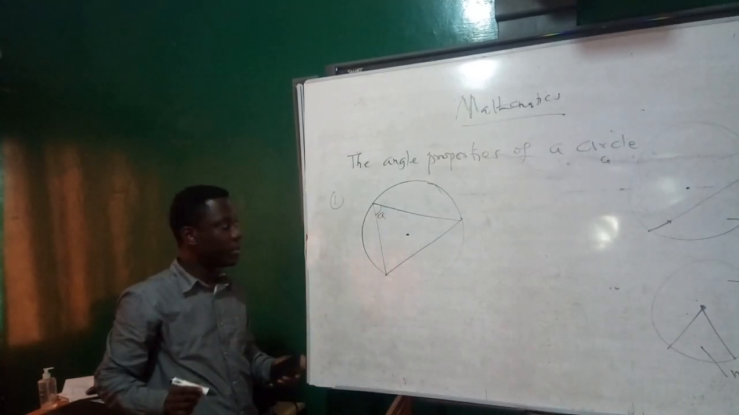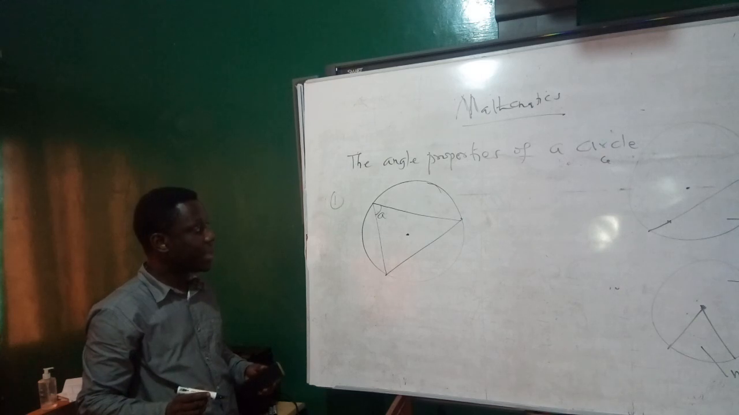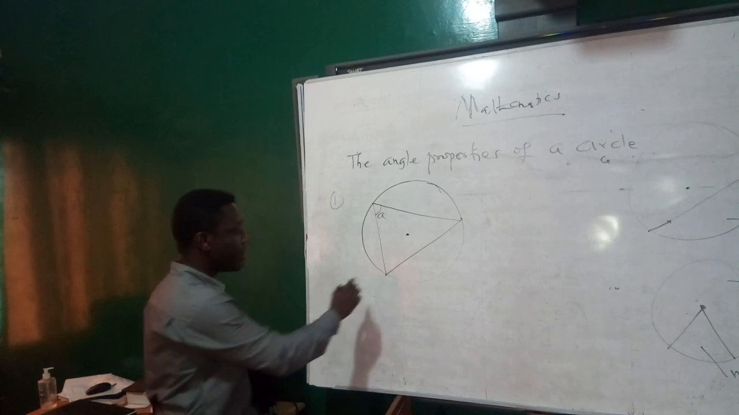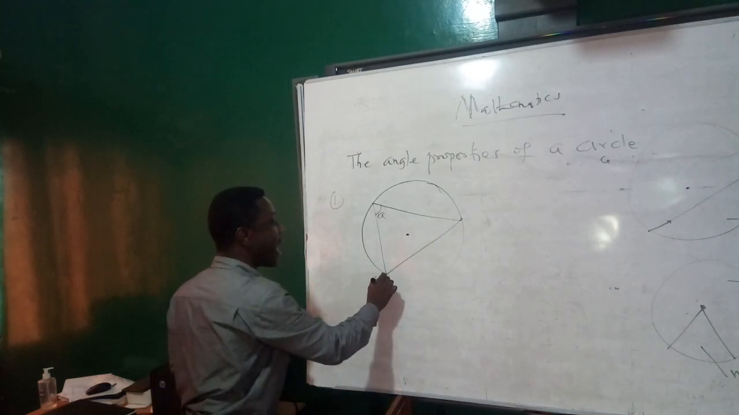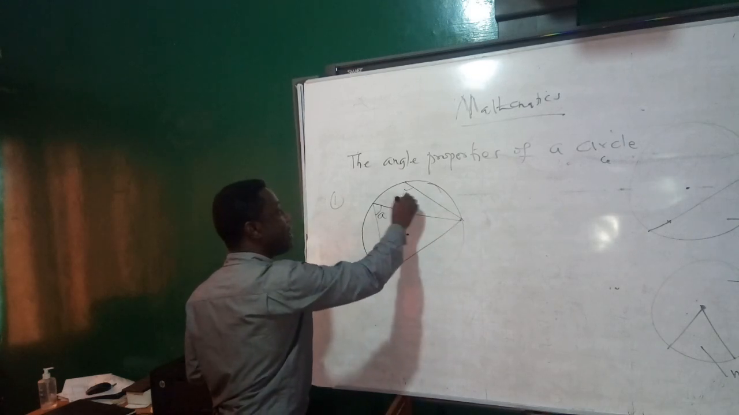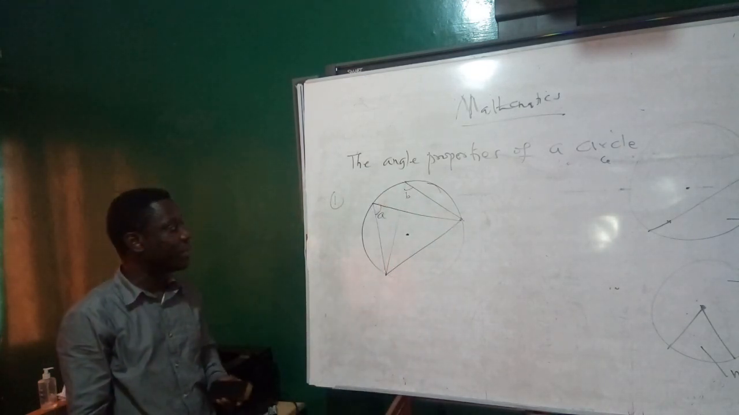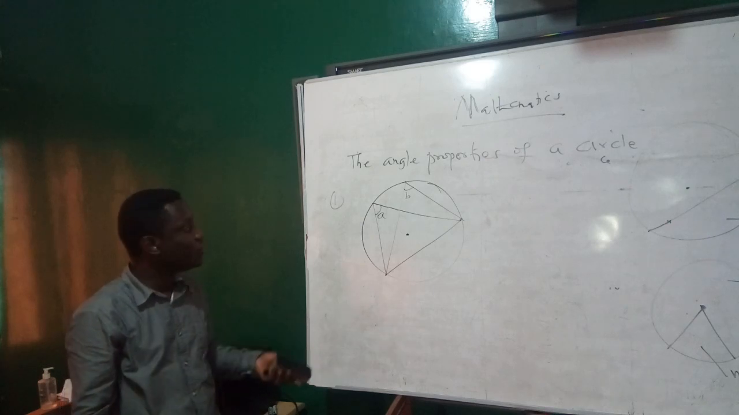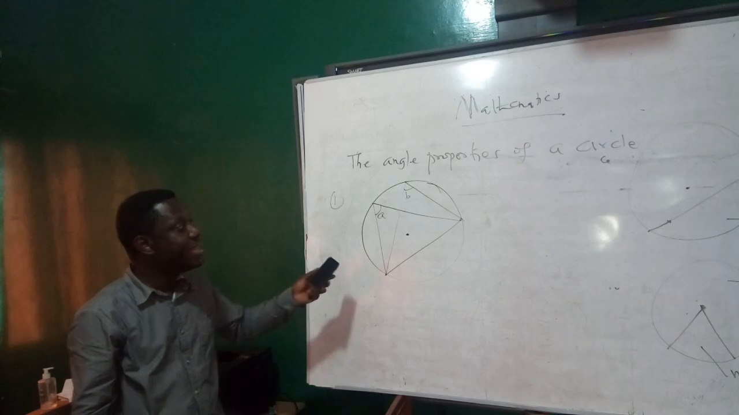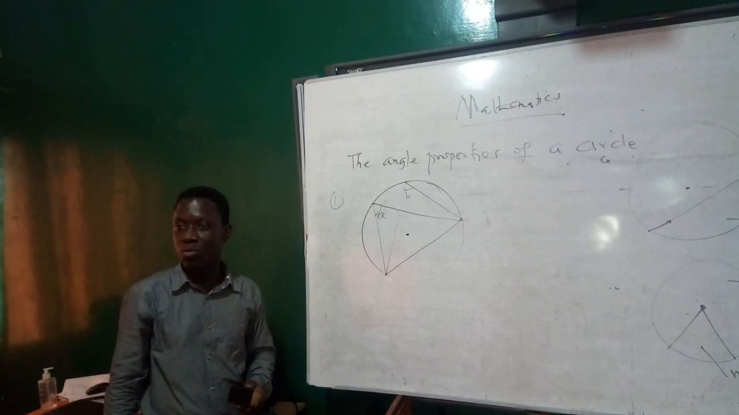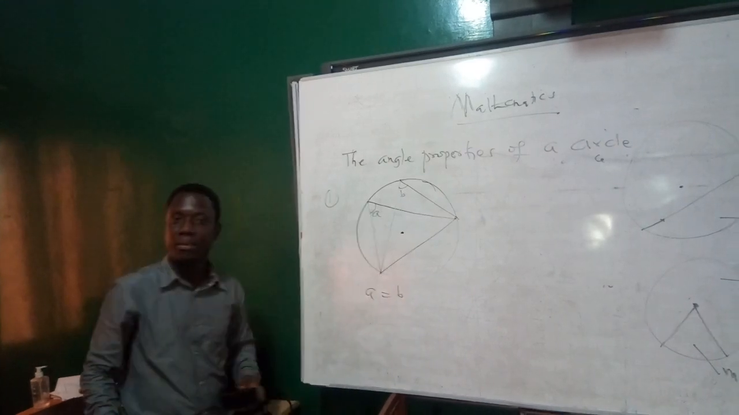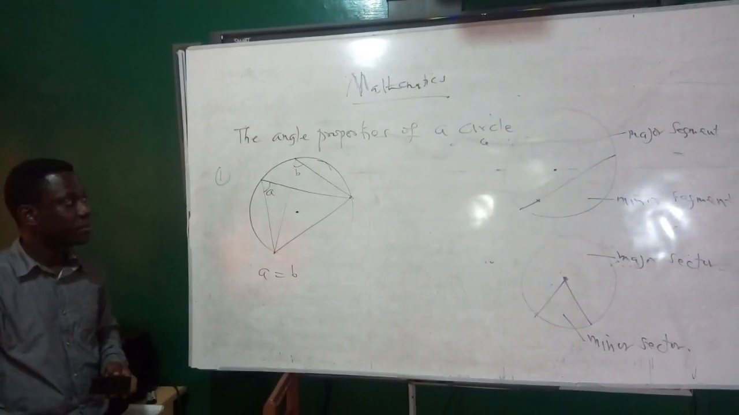here, let me call it A, in that segment, and then the same ends of this chord form another angle, B, again at the circumference in the same segment. It could be more, but let me just use these two. The property says that these two angles are supposed to be equal. So in short, we will say that in this case A should be equal to B. So that is the property.